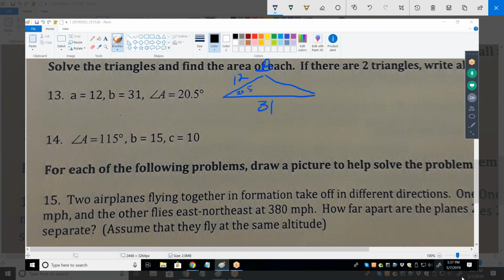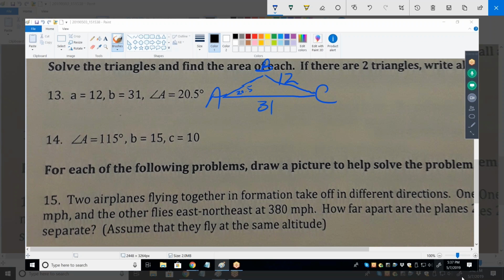Now, we have a couple of considerations here. First of all, we need to determine whether it's ambiguous or not. Whenever you have angle, side, side, and label this side. This is 12 here. Sorry. In other words, this is angle A, and side A is opposite angle A. And they gave us side B, but not angle B. So let's start with solving for angle B.